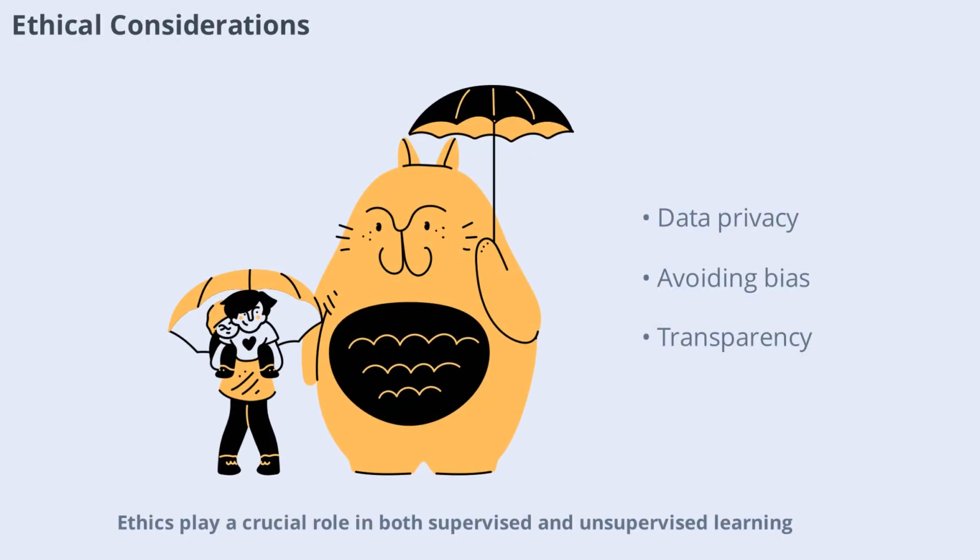Ethics play a crucial role in both supervised and unsupervised learning. Ensuring data privacy, avoiding bias, and maintaining transparency are essential for building trustworthy models. As machine learning becomes more widespread, ethical considerations will remain at the forefront of research and application.